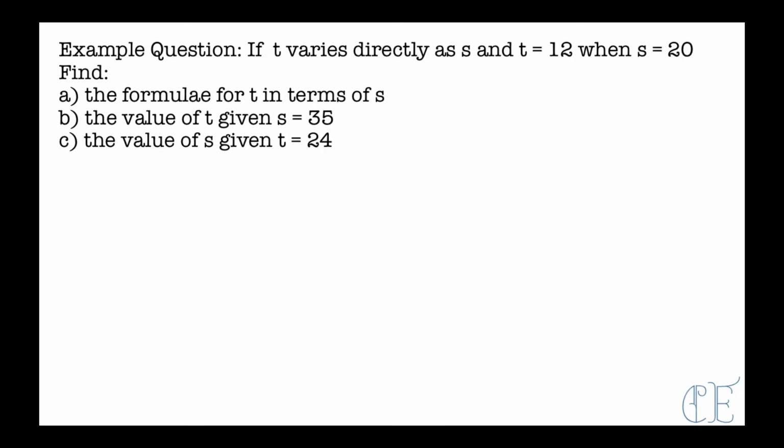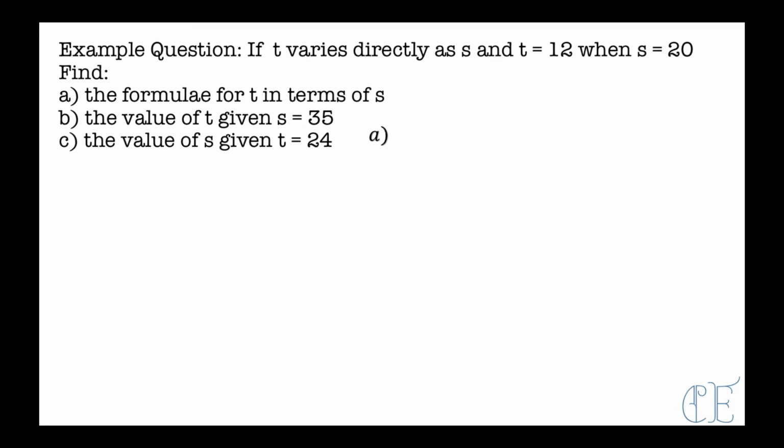Okay, so if you've paused the video, let's go through it. So the first thing that it says is that if T varies directly as S, meaning that if T is directly proportional to S, T is 12 and S is 20, find the formula for T in terms of S. So we'll do A first, and then we'll come back to these values here. So the formula for T in terms of S.